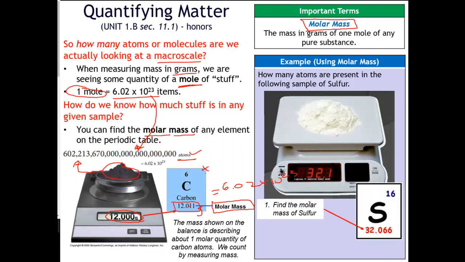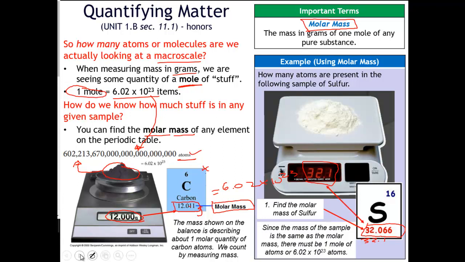The first thing I want to do is find the molar mass of sulfur. I look on the periodic table and I find 16 protons, S, and then the number here says 32.066. When I see this number, it is telling me that I have a mole. You're like, wait a minute, it's got a sort of 32.0, but sure, let's round it up to 32.1, right? Well, it's got a mole of stuff.